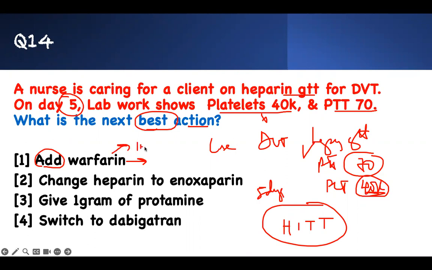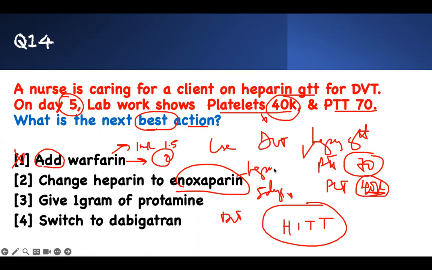You know, INR is like probably 1.5 or 2 before you can stop the heparin. This patient's platelet is going down, 40,000. If you continue to add warfarin and leave everything status quo, they have developed HIT. It's not good. They will develop DVT, stroke, and die. So this is wrong. Change heparin to enoxaparin? Enoxaparin is a form of heparin, so you cannot use it.